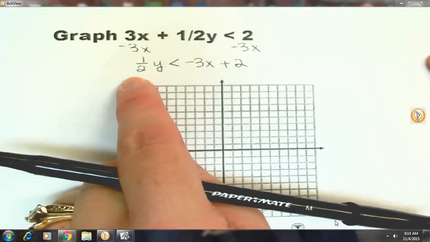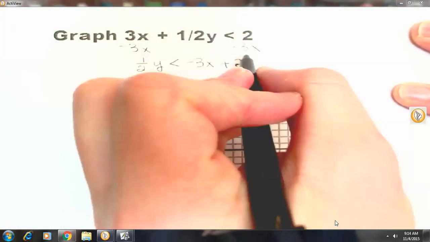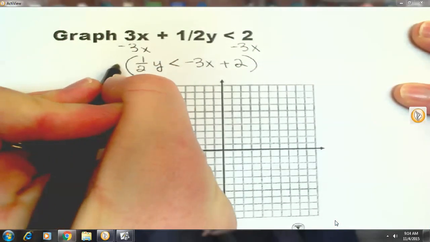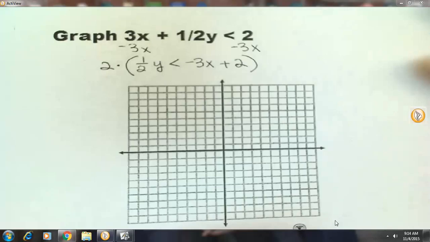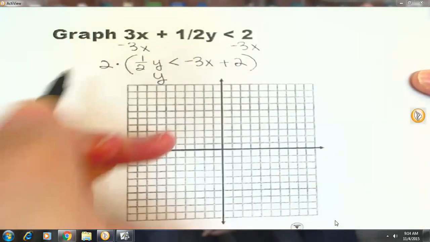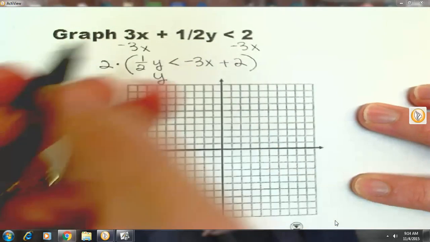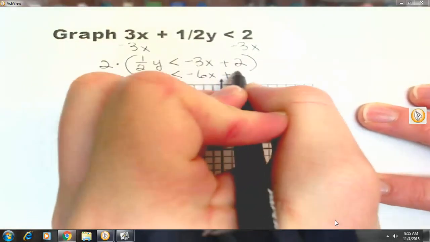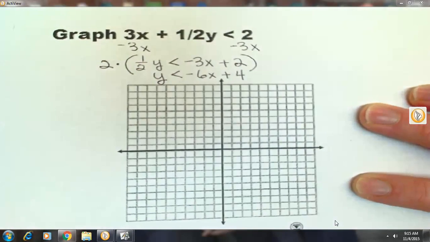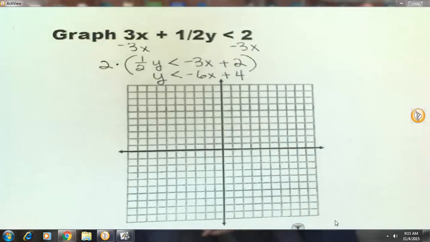Multiply by the reciprocal? And in our case, the reciprocal is 2. So let's multiply both sides of the equation by 2. So we have y. Do we need to flip our symbol here? Do we multiply by a negative number? Nope. y is less than negative 6x plus 4. Now our inequality is in slope-intercept form.